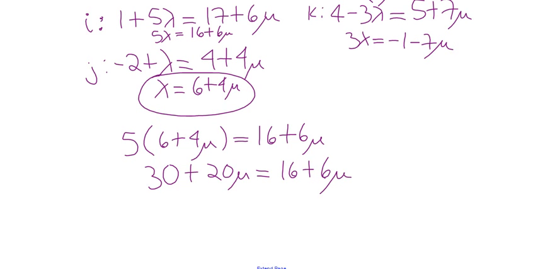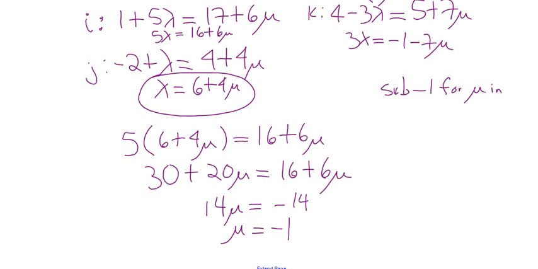So what do we got? 14 mu equals negative 14. So mu is negative 1. I'm going to start making mistakes so you can catch them. On purpose this time, not just the usual mistakes that I make all the time. Okay, so we are going to sub negative 1 for mu in the j equation. So lambda is equal to 6 plus 4 times negative 1. Lambda is equal to 2.